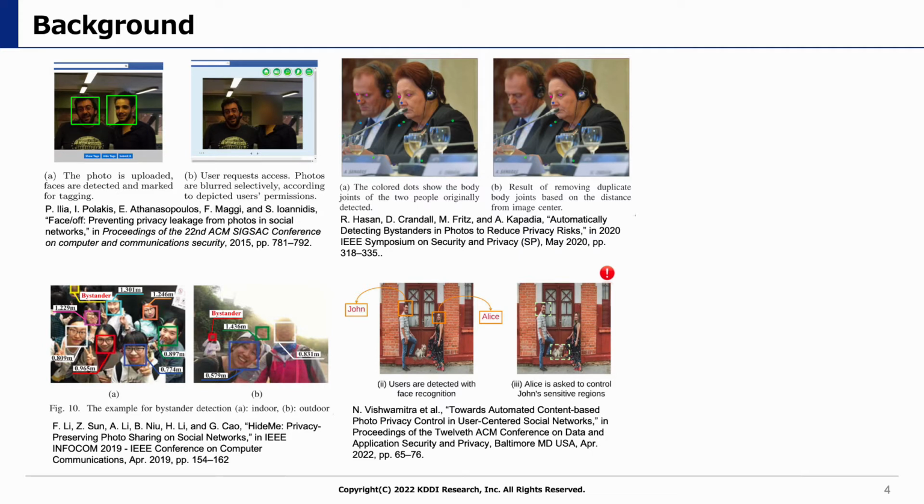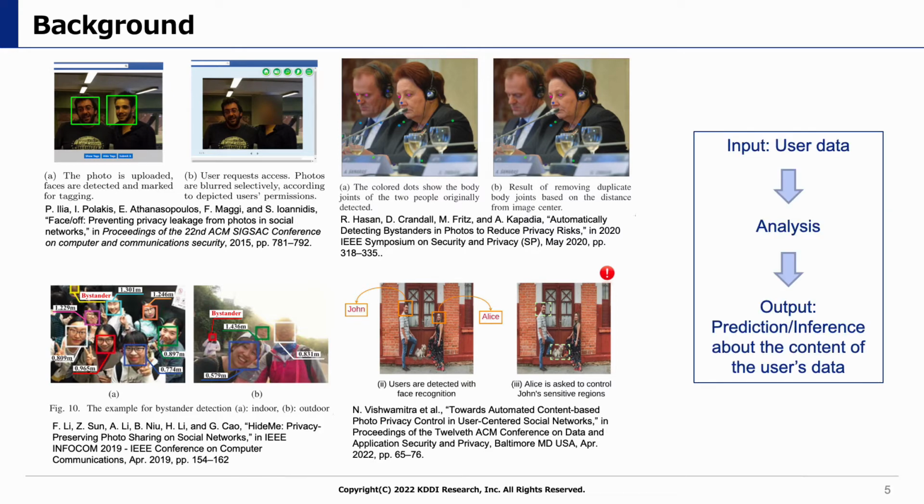To help users protect their privacy on social media, researchers have proposed methods and tools for identifying and transforming personal information in content. For example, there are proposals for image data that work by identifying certain subjects and obscuring them so that they cannot be recognized. And there are similar proposals for text data as well. In general, these proposals take some user data as input, analyze it, for example using a machine learning model, and output a prediction or inference about the content of the user's data.